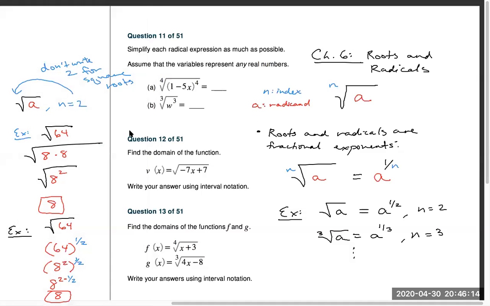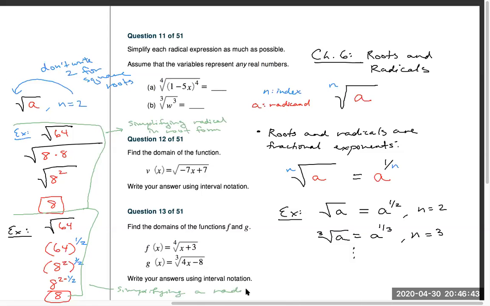So right here, this is simplifying a radical in root form. And down here, simplifying a radical in exponent form.